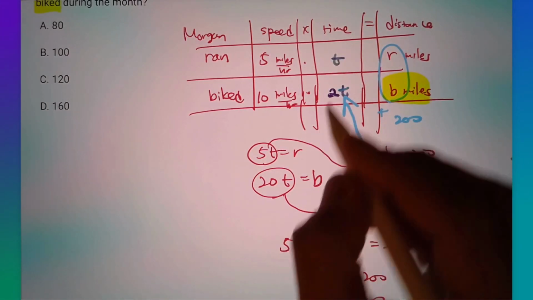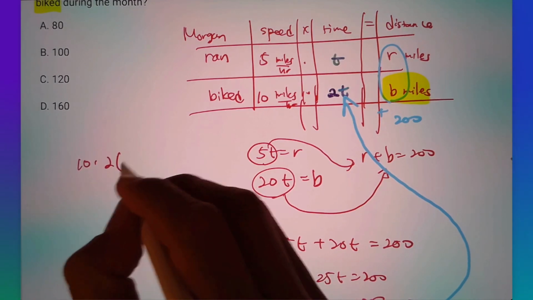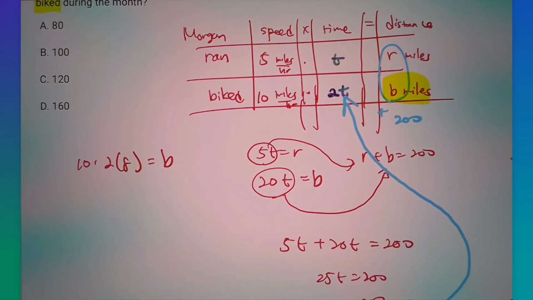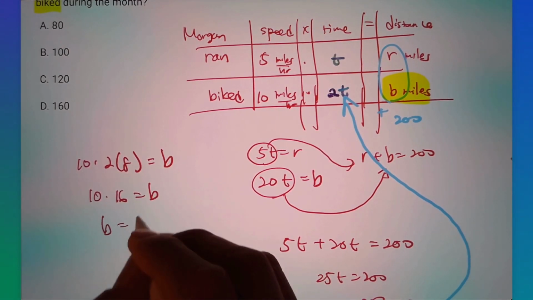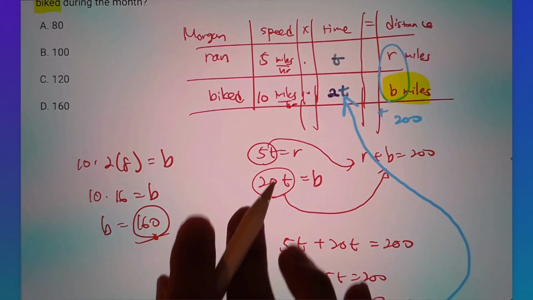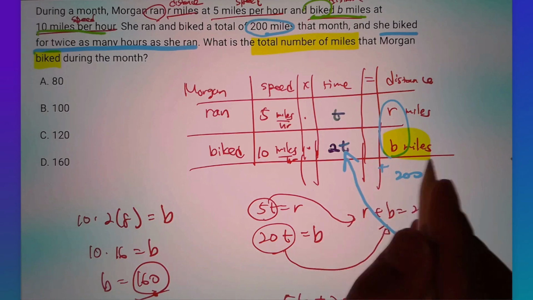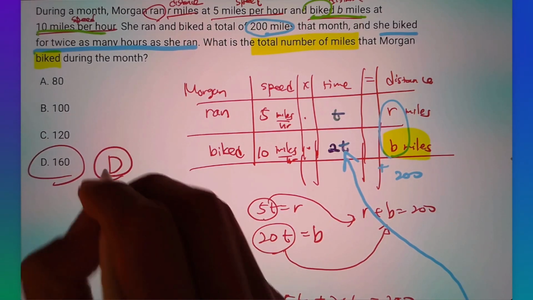So t equals 8. So 10, okay, 10 times 2 times 8 is equal to b. So 10 times 16 is B, and B has to be 160. So during this month, Morgan biked 160 miles. And therefore the correct answer is D.